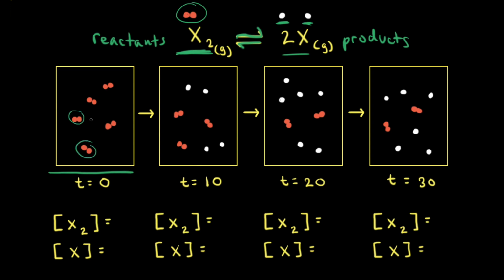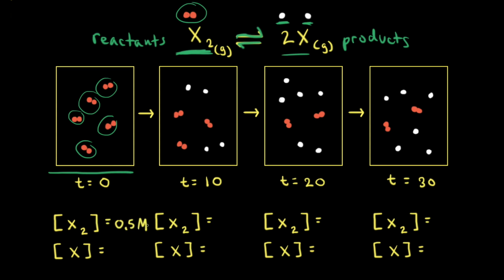And there are 5 particles of X2. If every particle represents 0.1 moles, since we have 5 particles of X2, we have 0.5 moles of X2. And let's say this is a 1 liter container. 0.5 divided by 1 would be 0.5 molar. So the initial concentration of gas X2 is 0.5 molar.